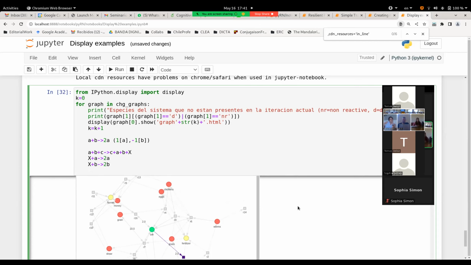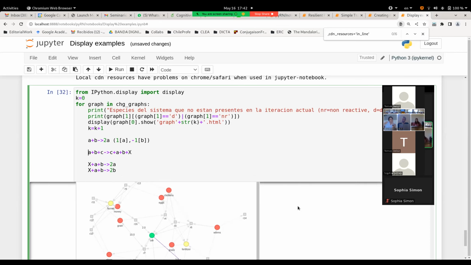So just to say something different: in the context of C, A and B will start producing something which is X, but then they will compete for this X. So 2A plus B and 2A plus 2B. So they will compete for it.